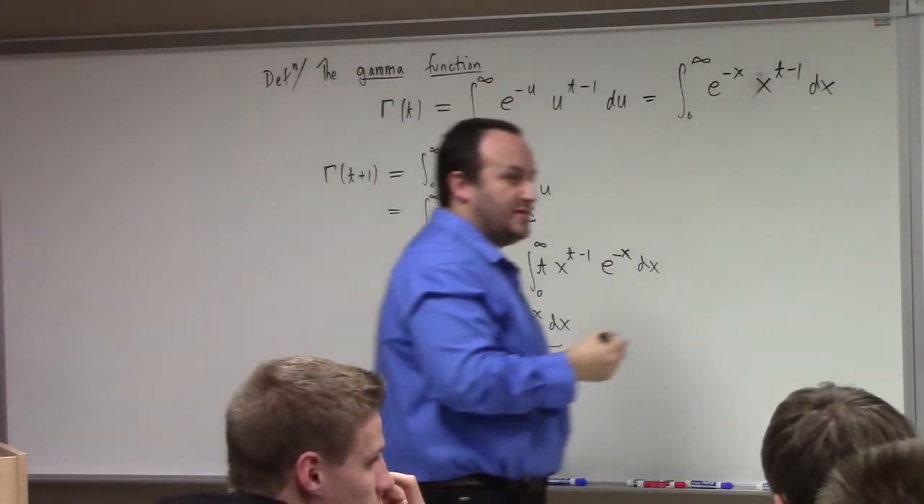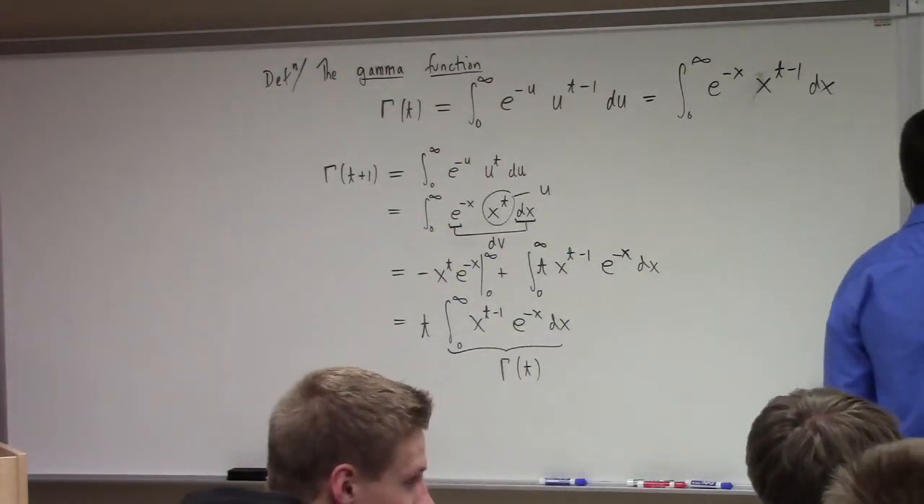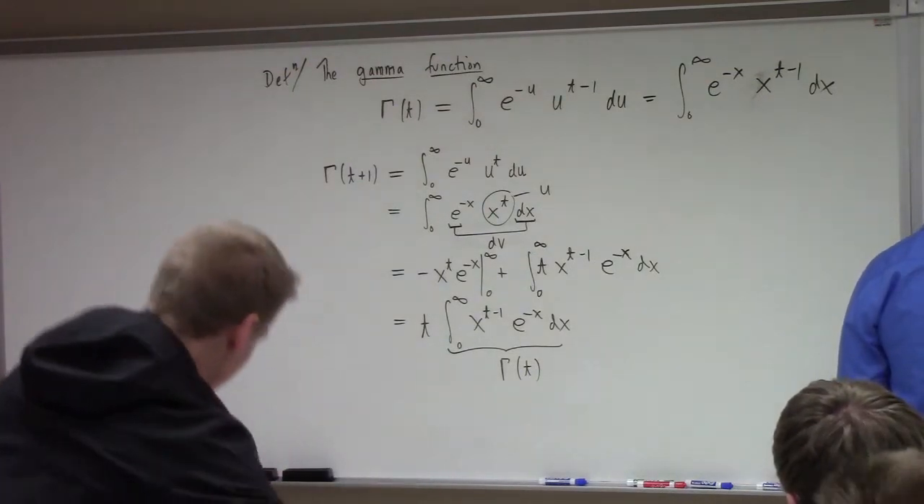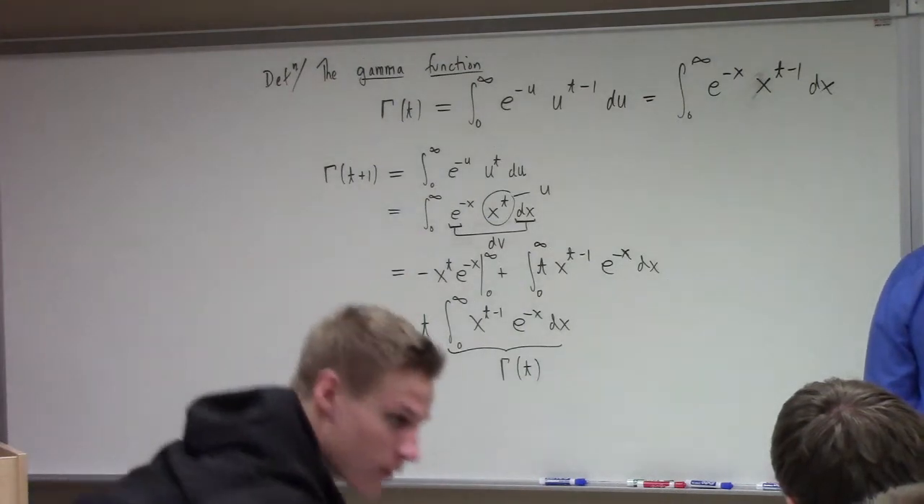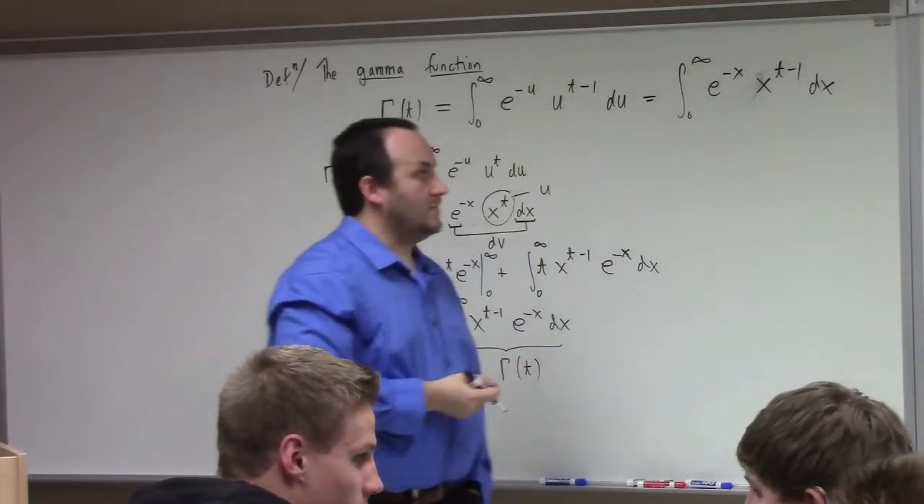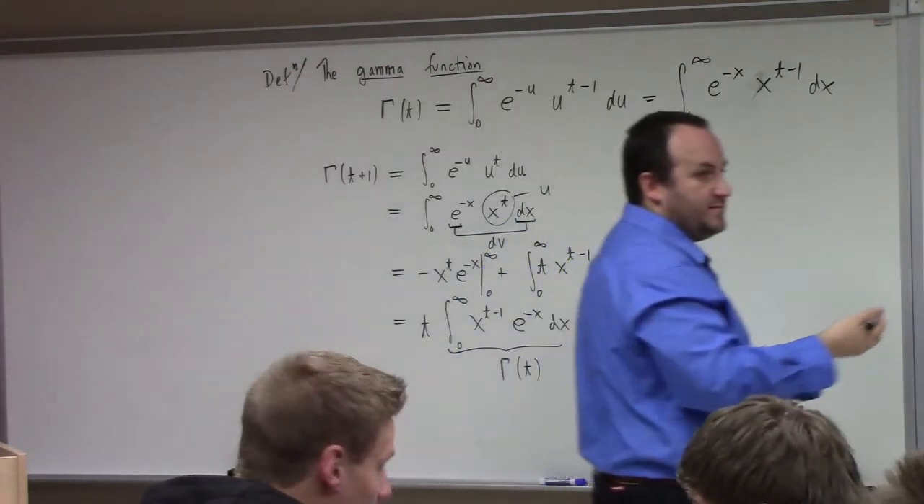This is the integral from 0 to infinity of e to the minus u du, if you like. That works out to 1. All right? So here we go. We got gamma of 1 is 1, right?